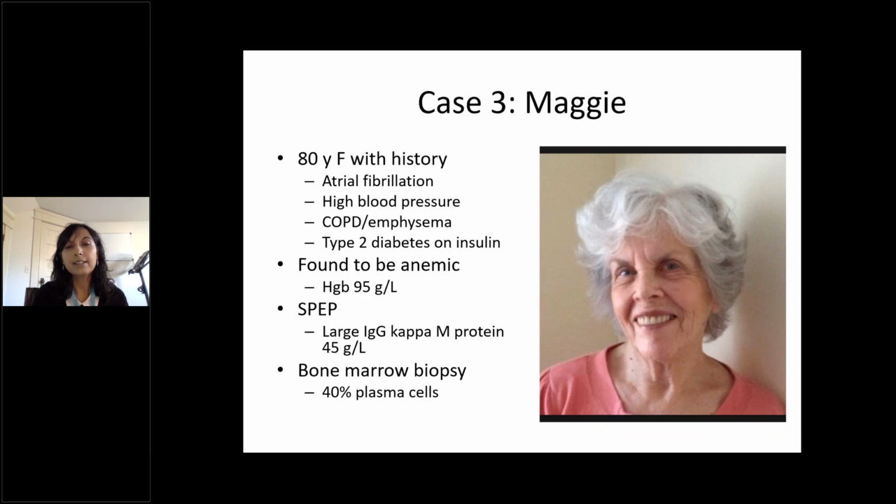So my last case is of an 80-year-old female, and she had a number of medical conditions. She had an arrhythmia that's fairly common as we get older called atrial fibrillation. She had high blood pressure, COPD. She had type 2 diabetes requiring insulin. And she was found to have a low red cell count. Her red cells were quite low, below 100.